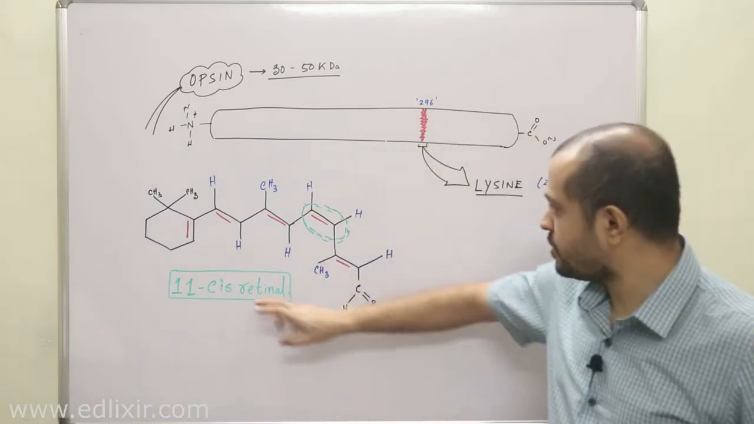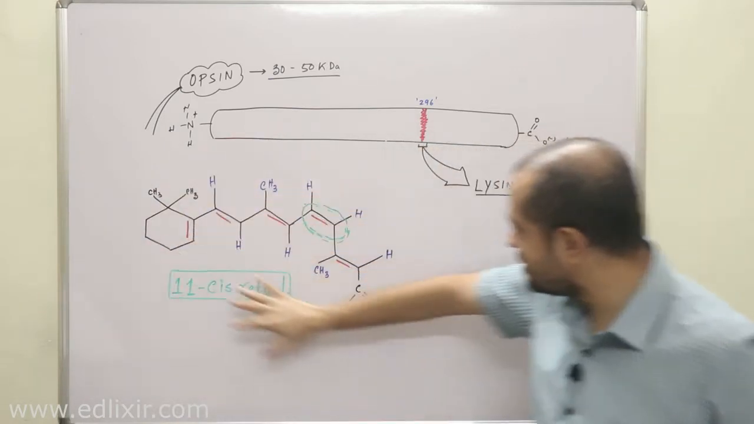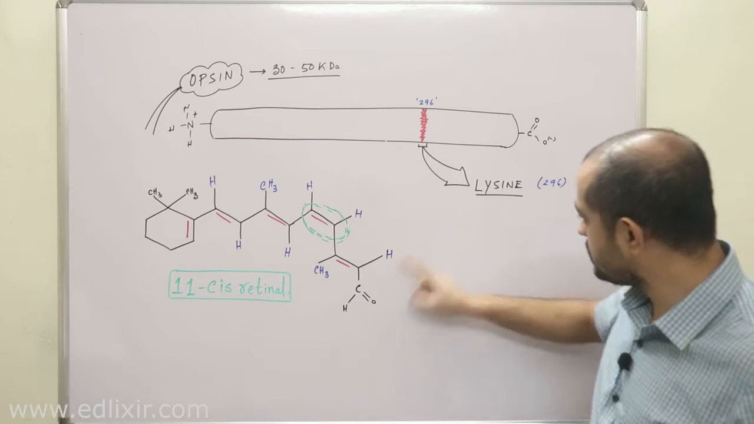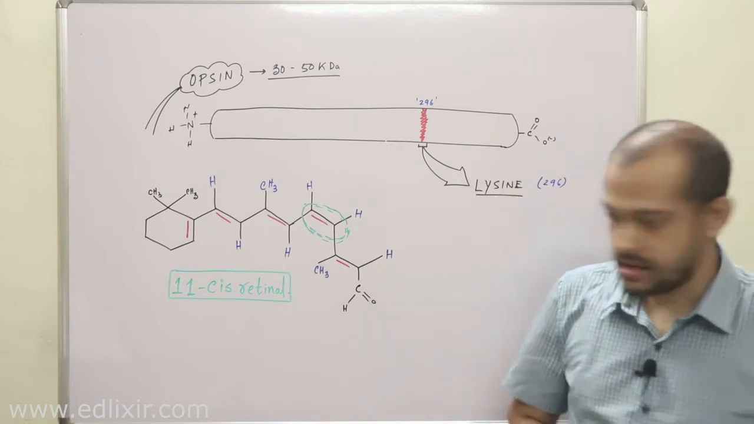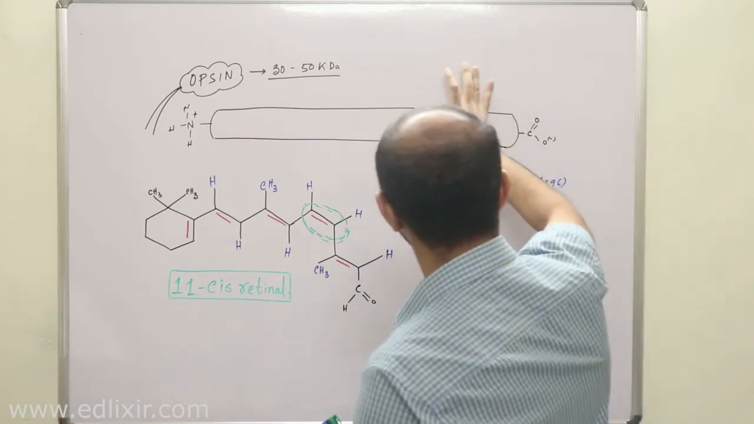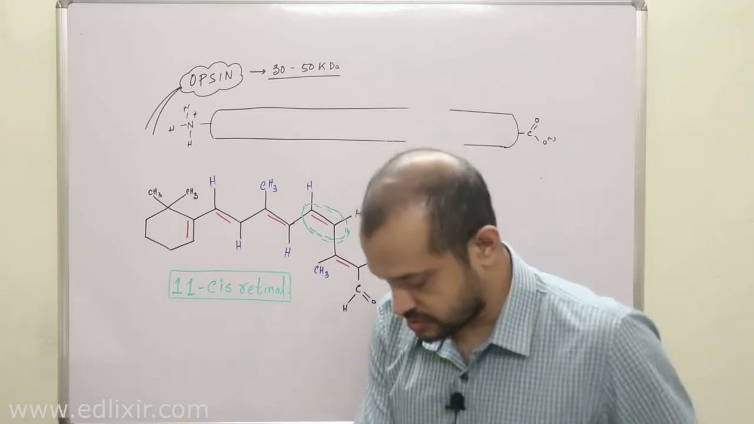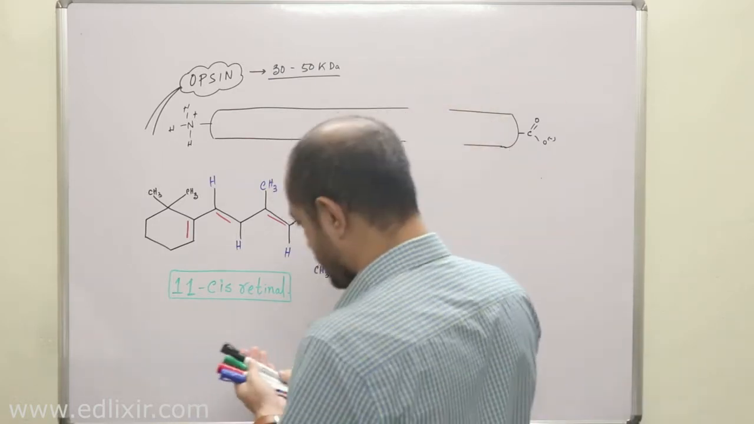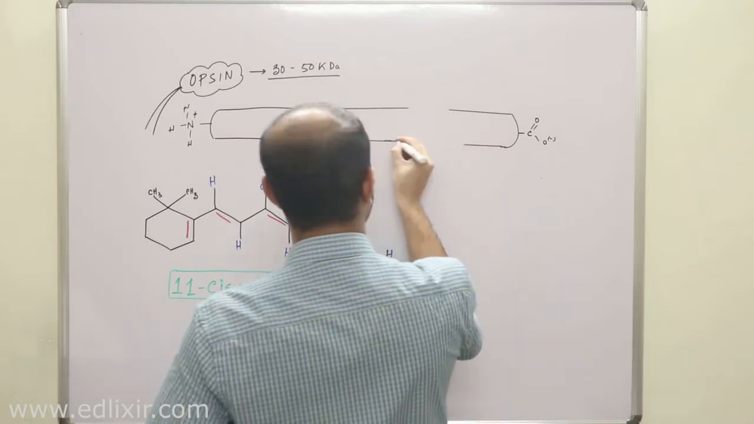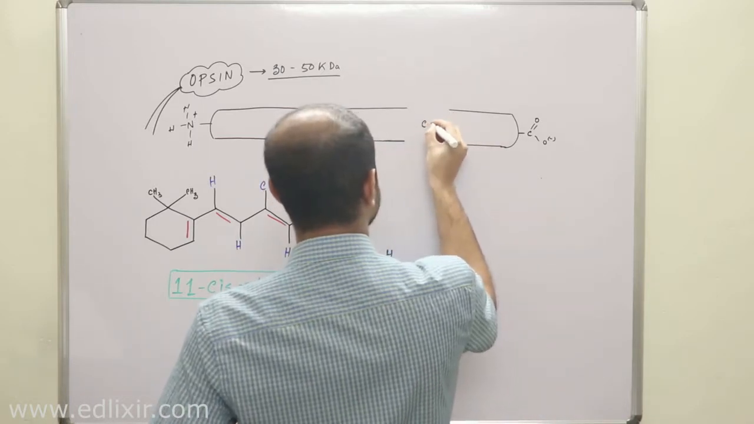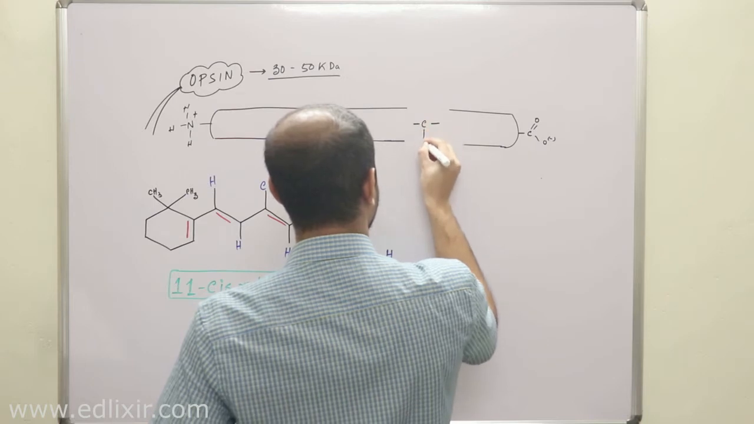A very important part you need to understand here is this. If this is 11-cis retinal, then how is it conjugated with this lysine? Now listen with all your attention. I will be making some changes here, okay? Suppose this is your opsin molecule, okay? Now listen. Suppose this is the lysine molecule, okay?